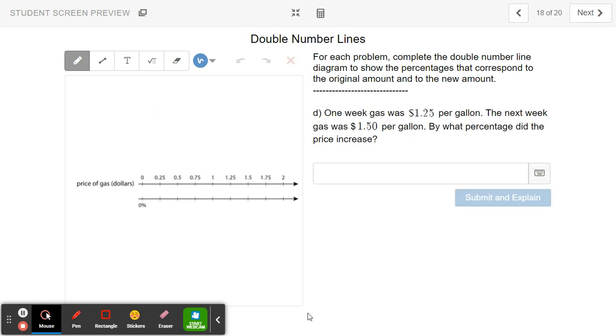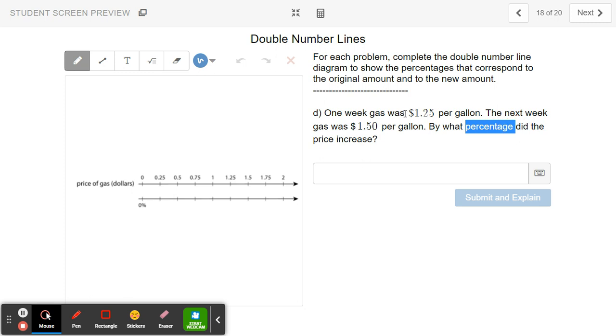All right, here's another one. So let's try this out. One week, gas was $1.25 per gallon. The next week, gas was $1.50 per gallon. Okay, so I do know that that's going up. So what percent, I'm looking for percentage, did the price increase?